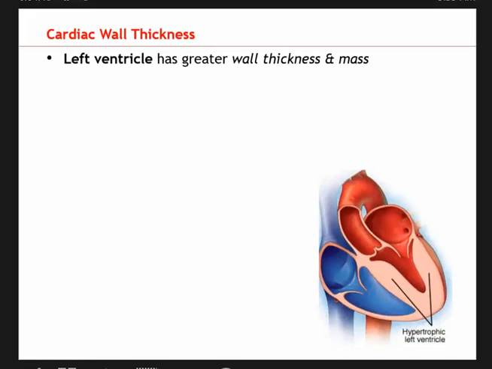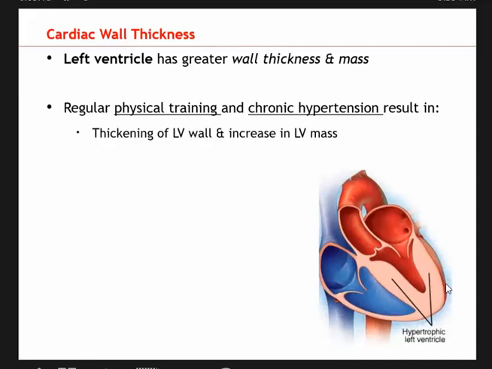Now we're answering number 5, the last question, talking about left ventricular hypertrophy. So first, just in general, the left ventricle is the largest chamber and it has the greatest wall thickness and mass. And we see in this picture down here at the bottom, this is a hypertrophied left ventricle. So you can see the wall thickness and mass is greater. Let's talk about how does this happen.